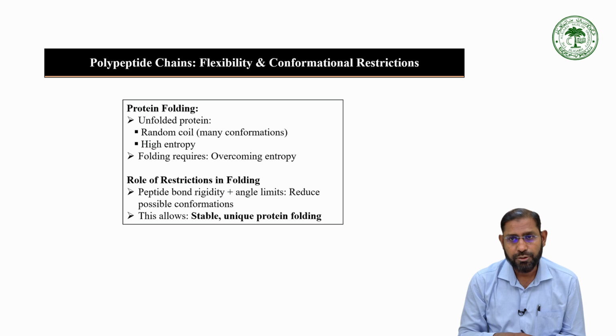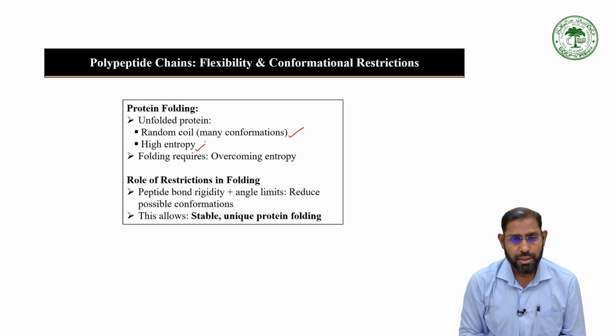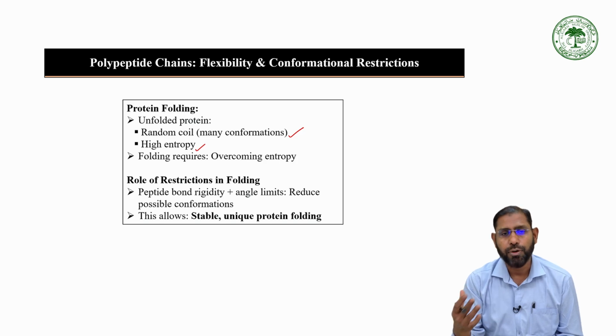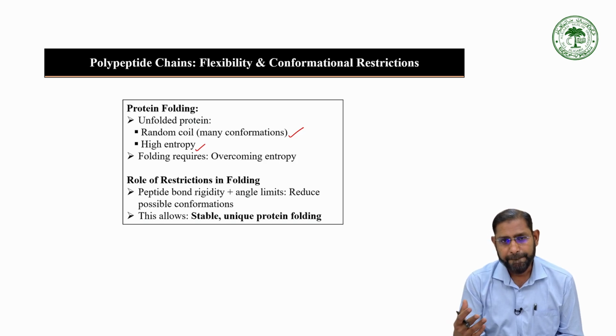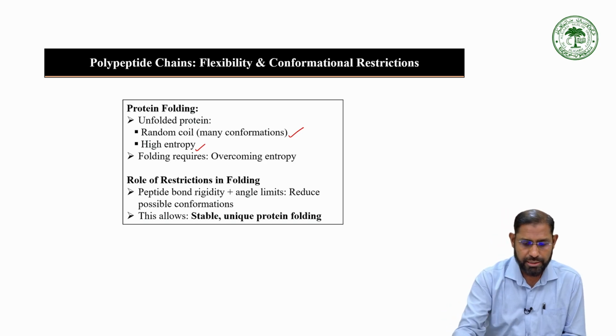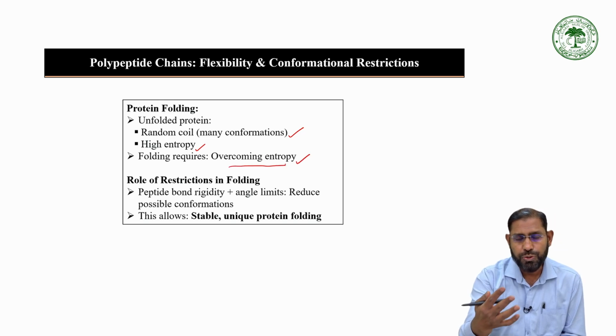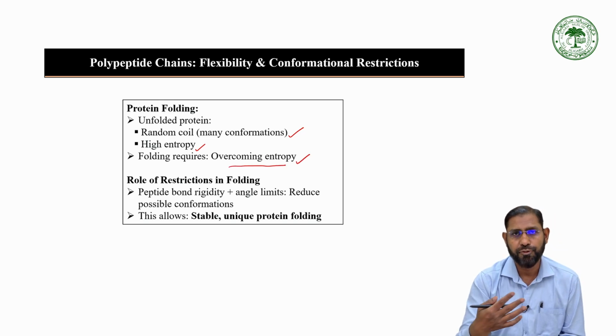Polypeptide chain flexibility and conformational restriction. In protein folding, what is important is that an unfolded protein is a random coil with many conformations, and it has high entropy. If the protein is unfolded and a random coil, it has chances of forming many conformations, so it is in a high entropy state. So folding requires overcoming the entropy, meaning the entropy is going to be reduced when folding occurs.